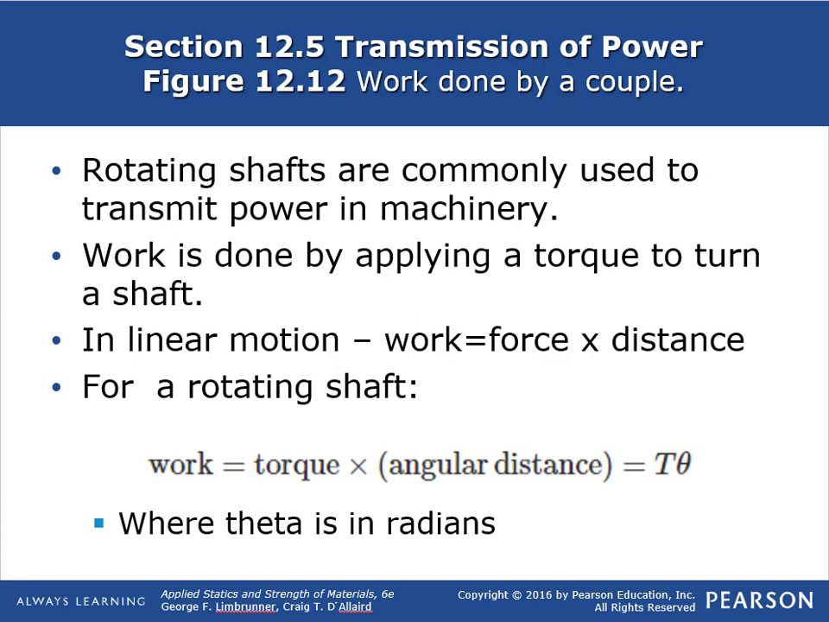Transmission of power. In a lot of engineering problems, rotating shafts are used to transmit power in machinery. So work is done by applying a torque to turn the shaft. In linear motion, work equals force times distance. But in a rotating motion, work equals torque times angular distance. It's analogous to work equals force times distance, except we're talking about torsional work. And in this case, theta again is in radians, the dimensionless parameter.